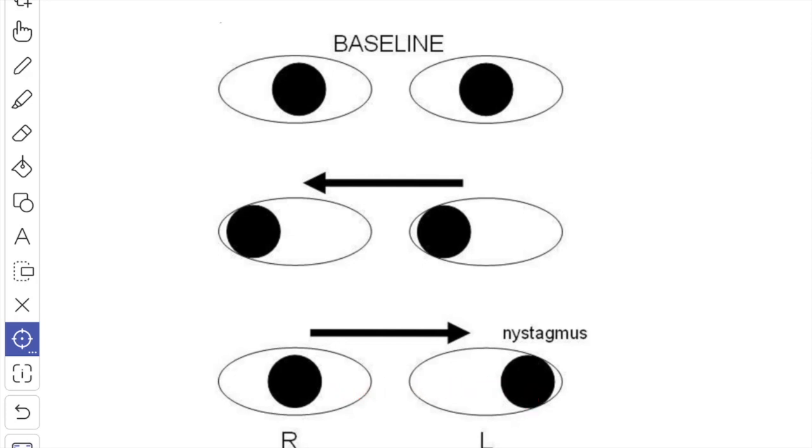The monocular horizontal nystagmus in an abducting eye contralateral to the side of the lesion. So here the nystagmus will be present on the contralateral side. The convergence and the vertical gaze remain unaffected.